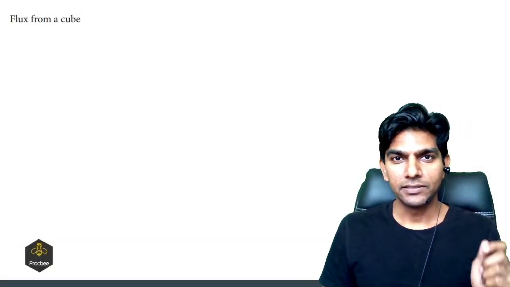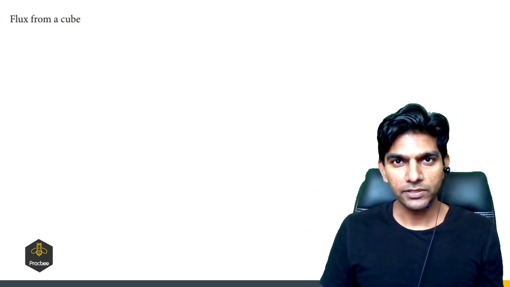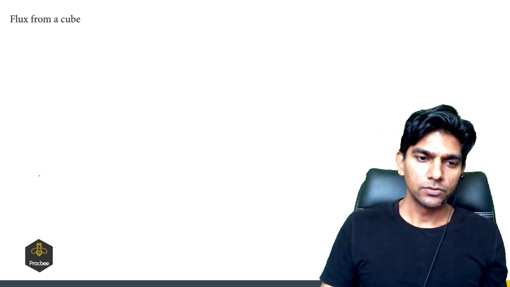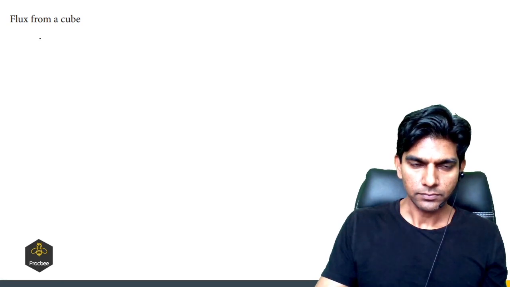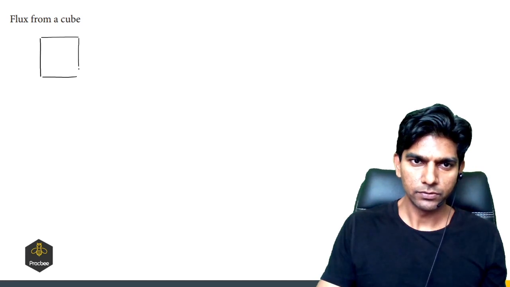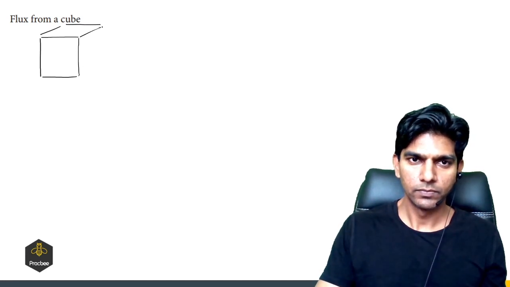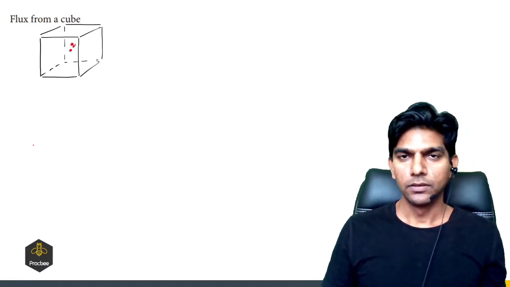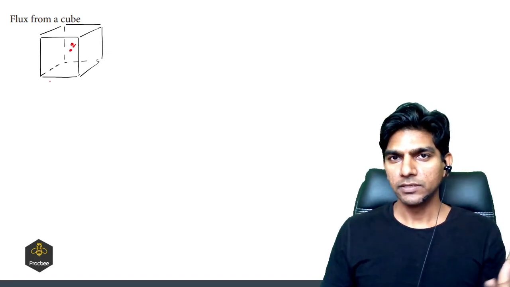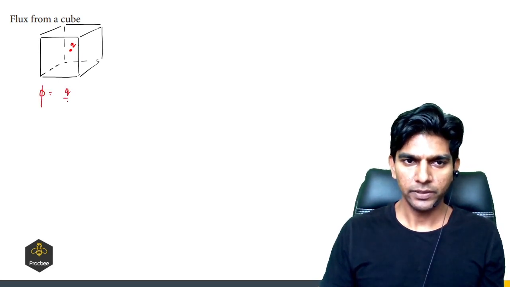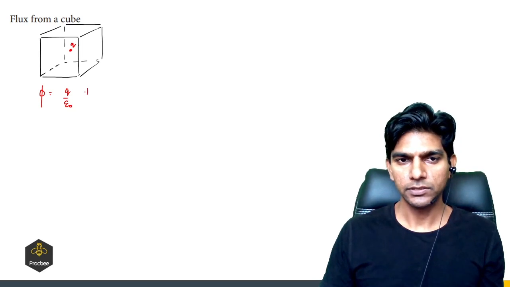Now let us see the example of a cube Gaussian surface, and if we place a charge at different locations inside the cube, what is the flux through the cube? Let me take a very basic case. There is a cube and the charge is placed at the center of the cube. These are the 6 faces. By Gauss's law, if I consider this cube as my Gaussian surface, the flux will be q by epsilon naught through this cube.